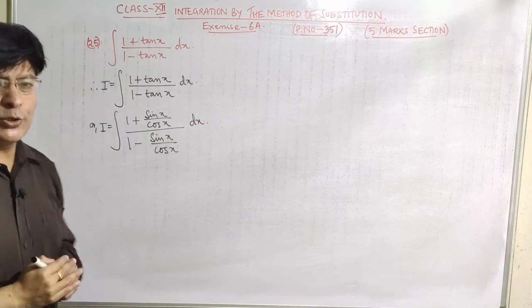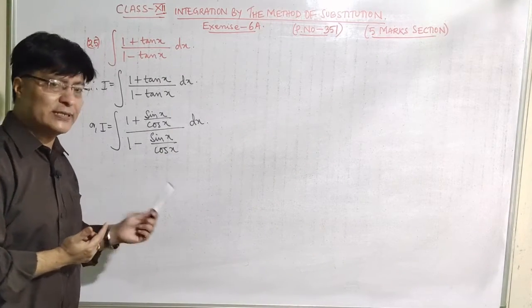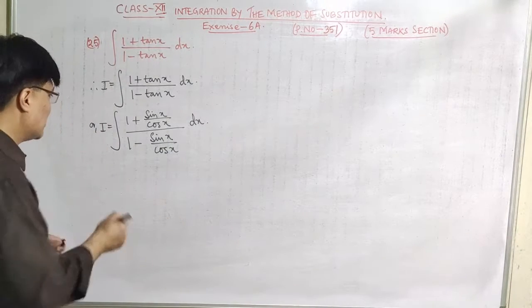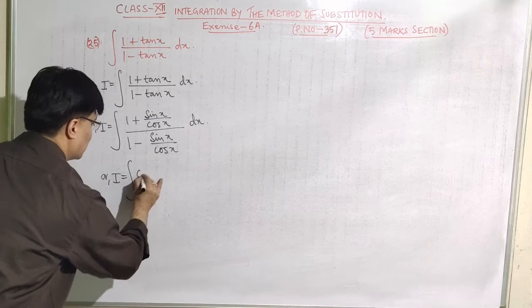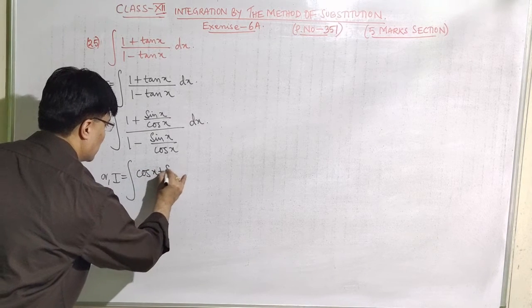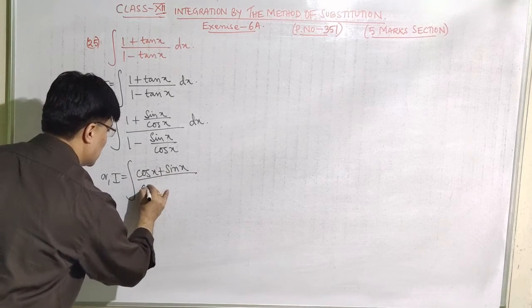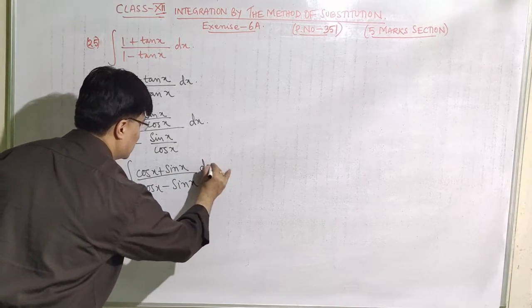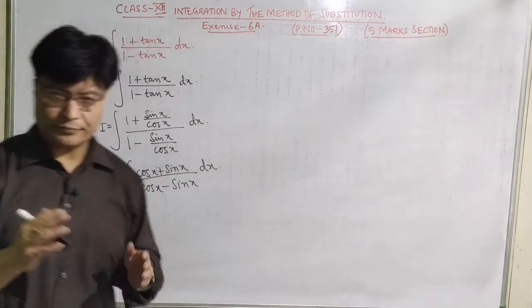Okay, so you know how to simplify it. Let us take the LCM in both the numerator and the denominator. What's the LCM? Cos x. That cos x will be cancelled. So directly we can write it as integration of this is cos x plus sin x divided by cos x minus sin x. Then what do we write? Dx. Is that clear now?